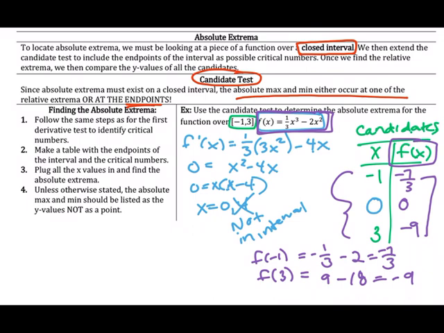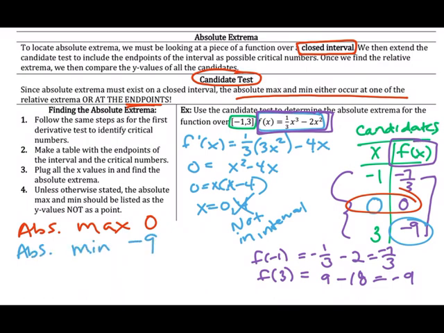So all I have to do now is ask myself, what is the largest of these numbers? That is the absolute max. In this case, the largest of those numbers is 0. The absolute maximum is 0. What is the smallest of these numbers? The smallest of these numbers is -9. So the absolute minimum is -9. So we don't have to make a number line. We don't have to test to see if our critical numbers are relative extrema. We just need to include the critical numbers that are in the interval in our table and then figure out when I plug these numbers in, which is the largest and which is the smallest.